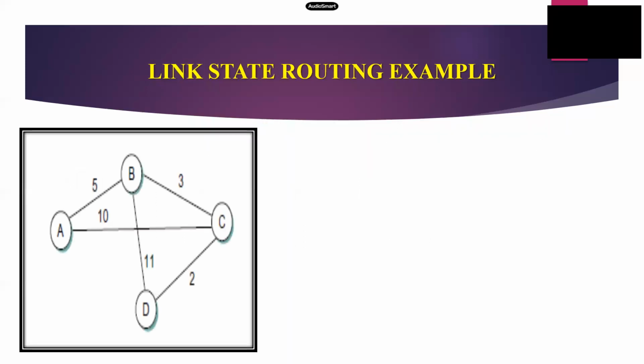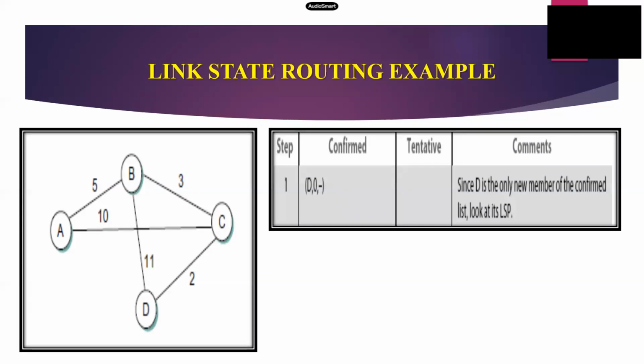So I will give an example. There are four nodes available, A, B, C, D. You can start from any node, either A or B or C or D. If node A is connected to B, the cost is 5. If node A is connected to C, the cost is 10. If node B is connected to C, the cost is 3. B is connected to D, the cost is 11. C is connected to D, the cost is 2.